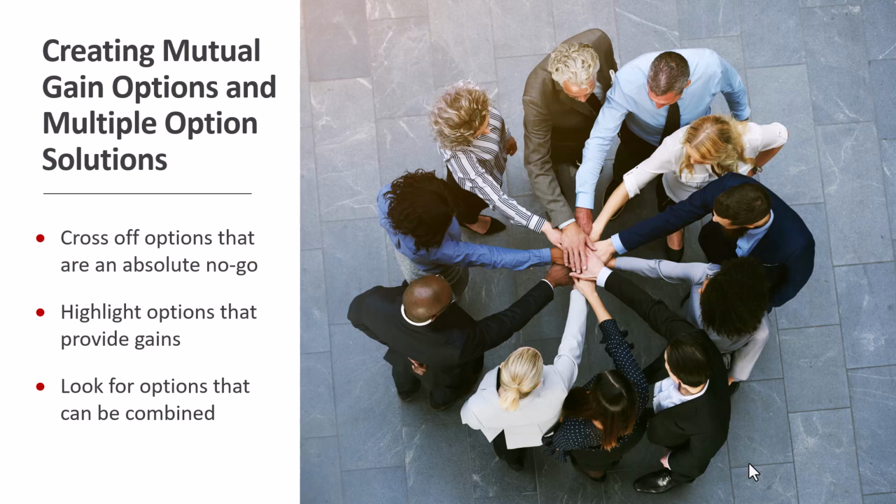Creating mutual gain options and multiple option solutions. Once you have a good list of options, look over the list and perform some basic evaluation. Cross off options that are an absolute no-go for either party. Highlight options that provide gains for both parties. Look for options that can be combined for an optimal solution. Make options more detailed where appropriate.